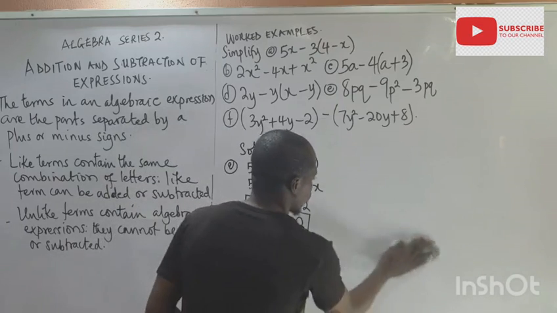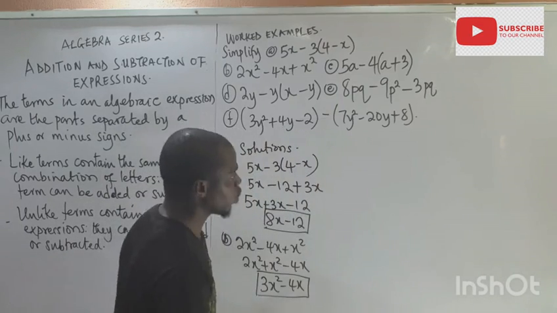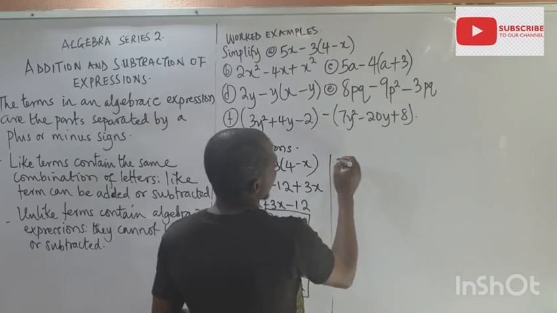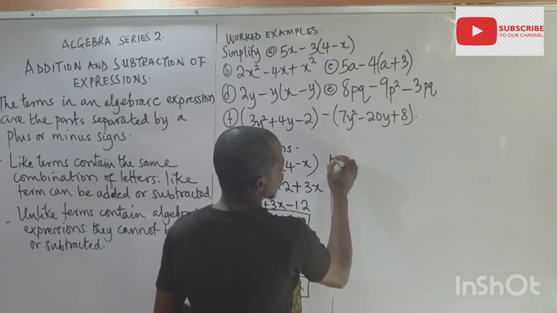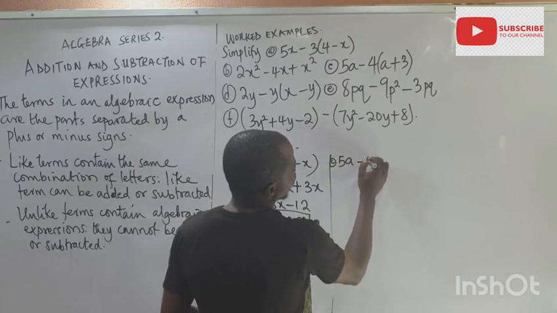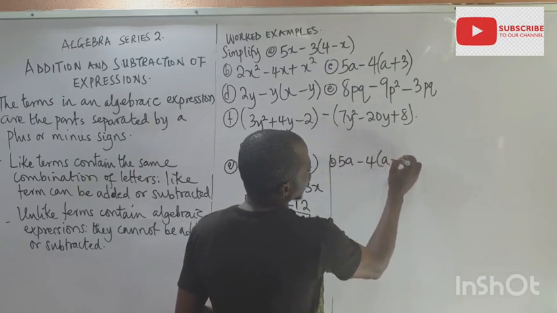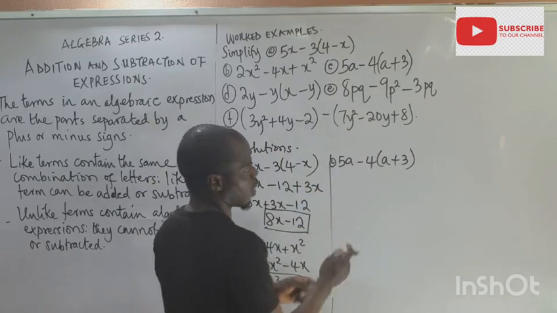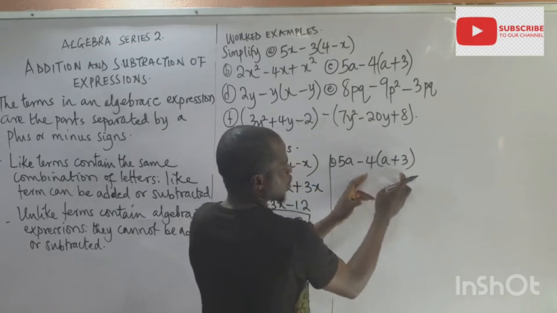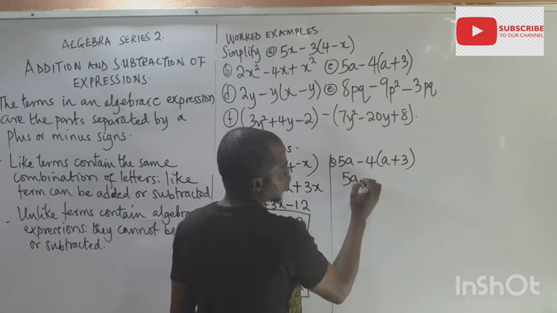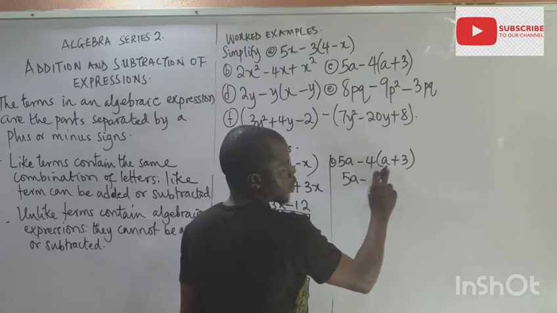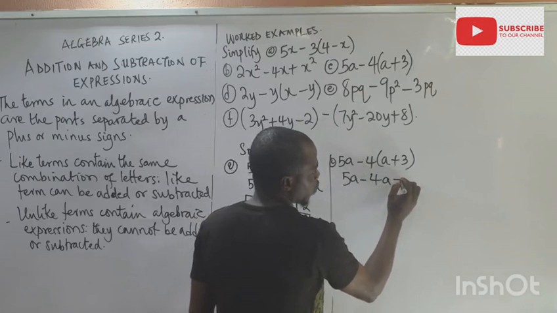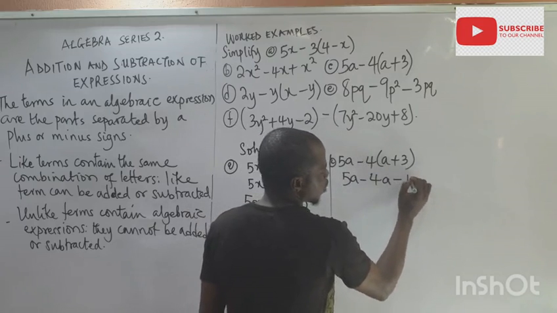Now let's consider the third question. What do we have in our third question? That's C: 5a minus 4 into bracket a plus 3. So how will you do this? Let's see how we are going to clear this bracket. It's going to be 5a minus 4 times a, that's 4a, minus times plus will give us minus. Then 4 times 3, that's 12.